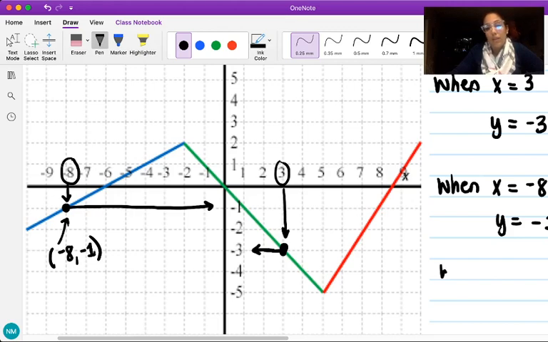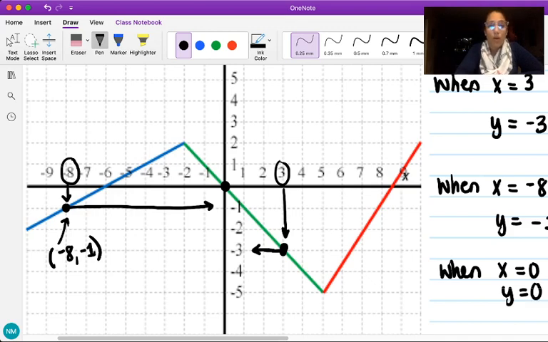Last one for this one. When x equals 0, actually two more. When x equals 0, what is y? So I go to where x equals 0, right, between negative 1 and 1. What is y? Well, the point is right there. The point is 0, 0, so y is also equal to 0.